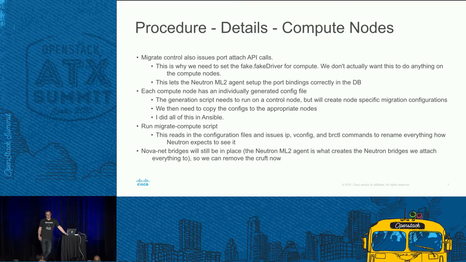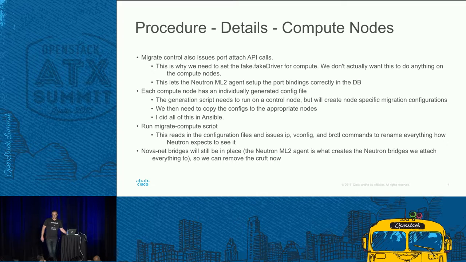Then we run the migrate compute script, and now this is where the bridges and the VLANs and all those things actually switch over. It literally just issues IP commands, vconfig commands, brctl commands, renames everything, and that's where you're pulling the rug out.